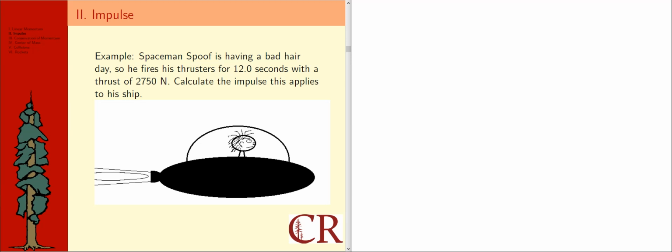Spaceman Spoof is having a bad hair day, so he fires his thrusters for 12 seconds with a thrust of 2,750 newtons. Calculate the impulse this applies to his ship.